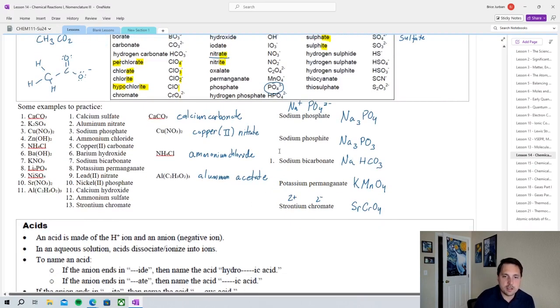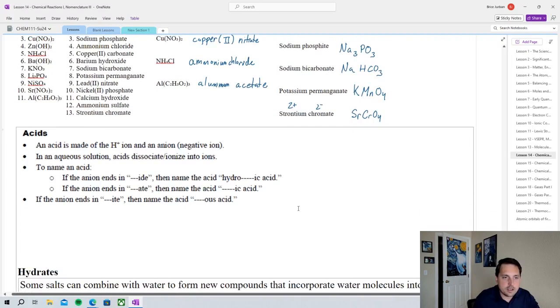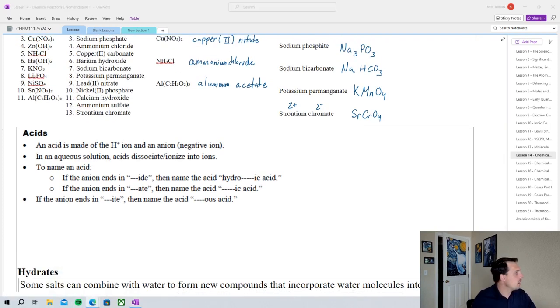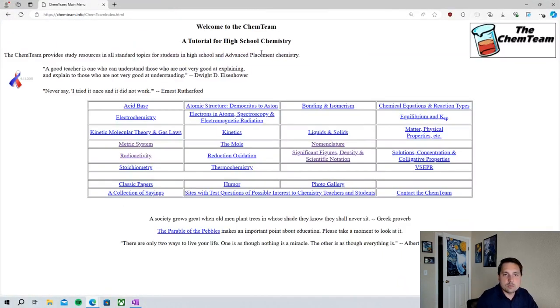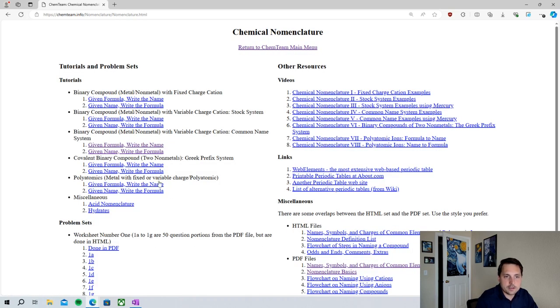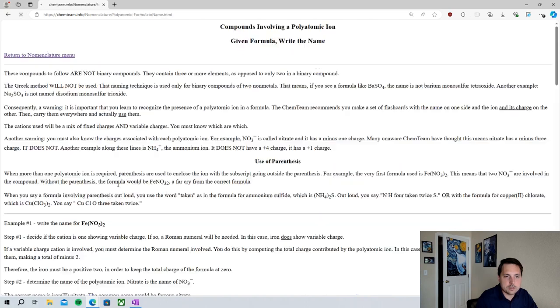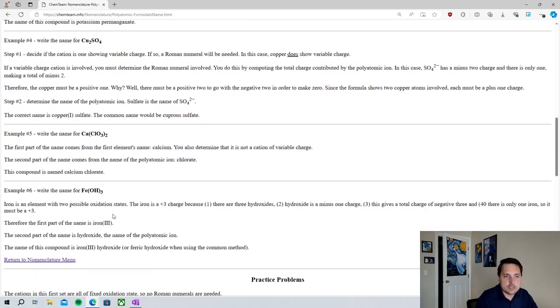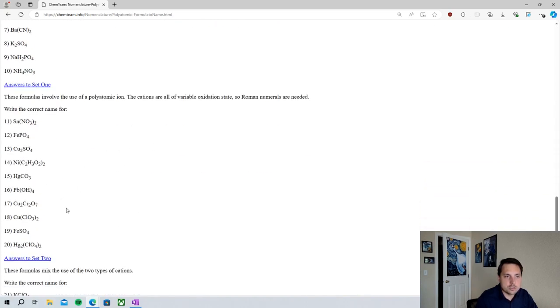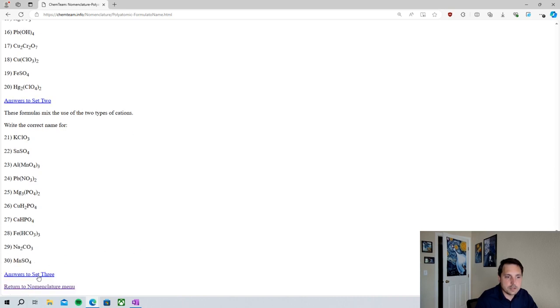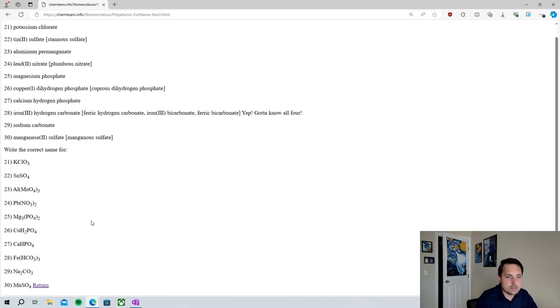Okay, so you'll get some practice with that using active chemistry. And there's lots of other places to get some help on this. One place I really like is chemteam.info. If we go to this website, we can find the nomenclature section, and here's some help with polyatomics. So you can get some additional practice problems. I think I pulled some of them from this website, and there's answers for all of these. Cool.